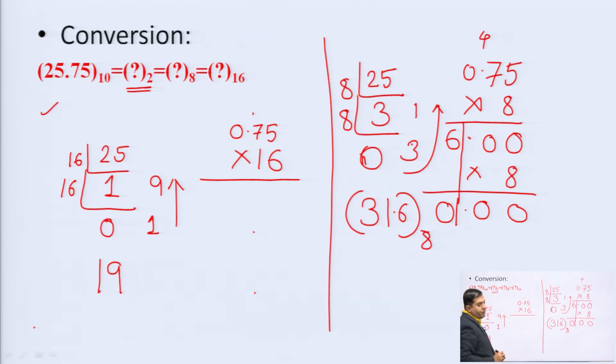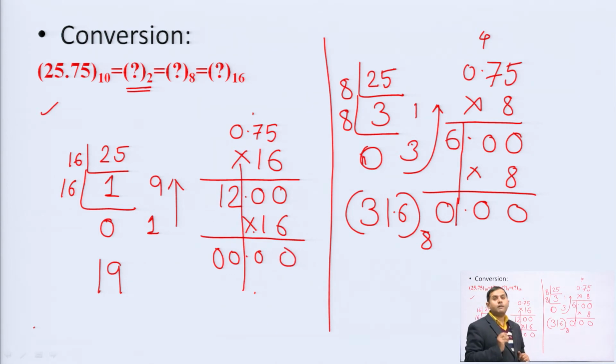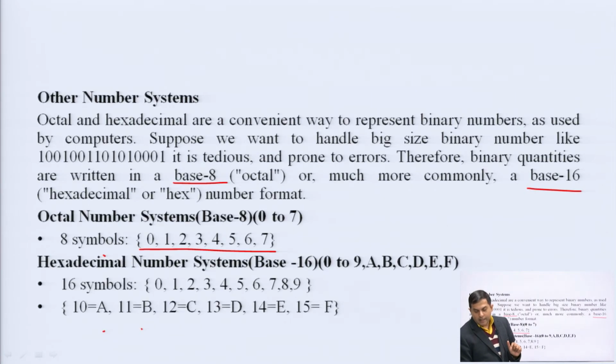So, if we multiply 0.75 with 16, it will come as 12.00. Now, if we multiply this again with 16, it will again come as 00.00. So, the integer part is 12, but here you have to remember one thing: 12 does not exist in a hexadecimal number. So, 12 is equivalent to C, I have already taught you.